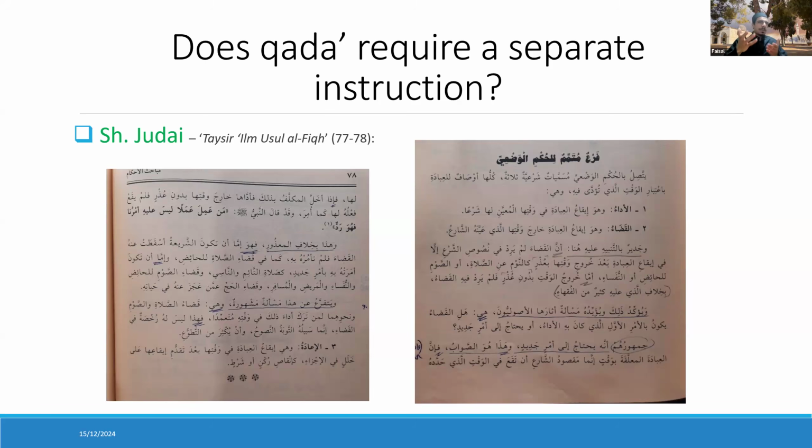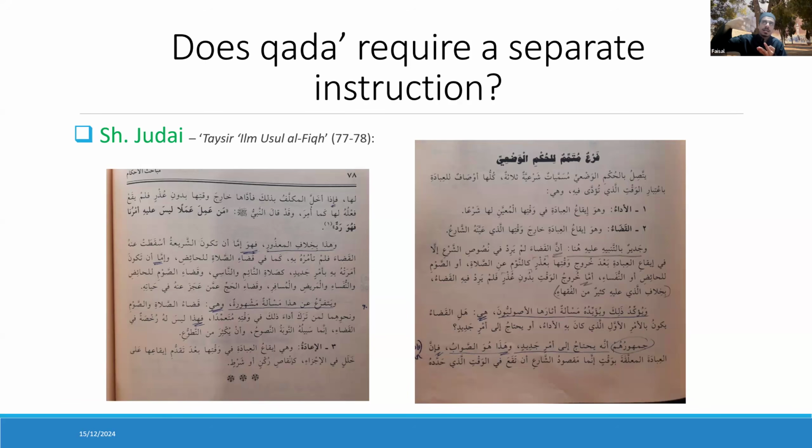But my goal here isn't to really get into the issue itself, right? I'm just explaining the example as it relates to the usuli principle that's mentioned here. Does qada require a separate instruction or does it not? That's it.